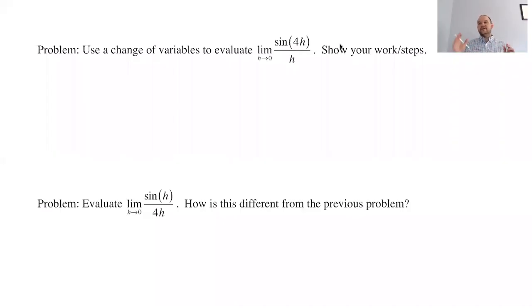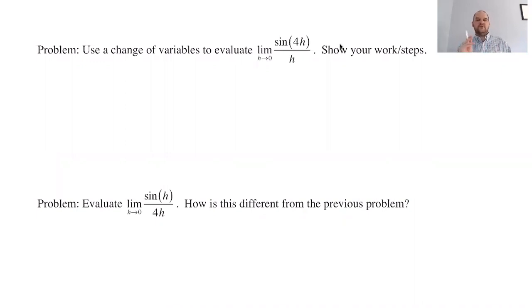All right, we're back. We're on page 283, and we're about to finish up notes 20. So that's kind of exciting. I don't know if we'll do it in one video, but it's still exciting. So we want to use a change of variables, whatever that means, to evaluate the limit as h approaches 0 of sine of 4h over h. Show your work / steps.